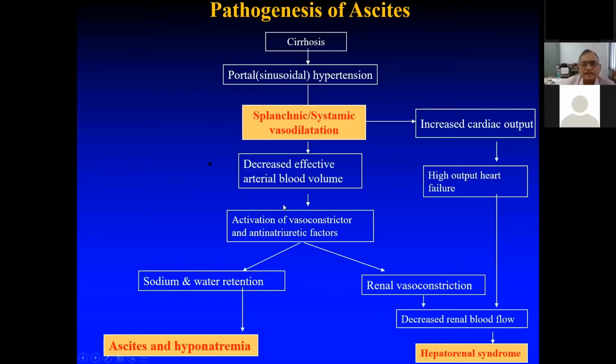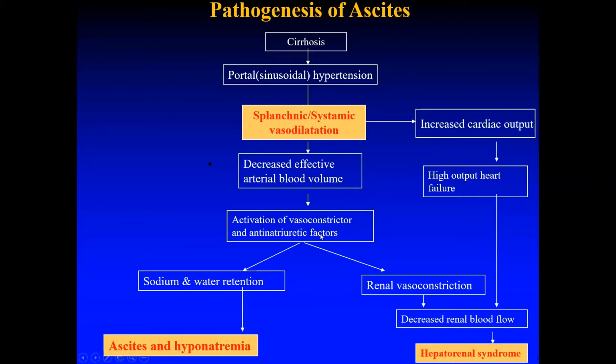Pathogenesis of ascites. In patients with cirrhosis, there is portal or sinusoidal hypertension, which leads to splanchnic or systemic vasodilatation, leading to decreased effective arterial blood volume, which causes the activation of the vasoconstrictor and antinatriotic factors, which leads to sodium and water retention, leading to ascites and hyponatremia. It also causes increased cardiac output, high output heart failure, and then causes decreased renal blood flow, leading to hepatorenal syndrome. We can intervene at different levels.